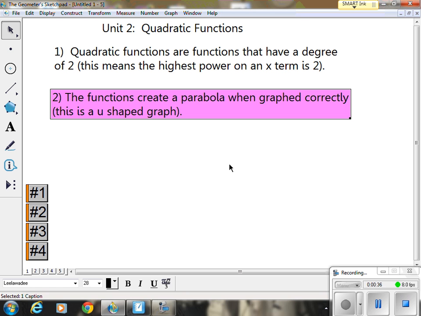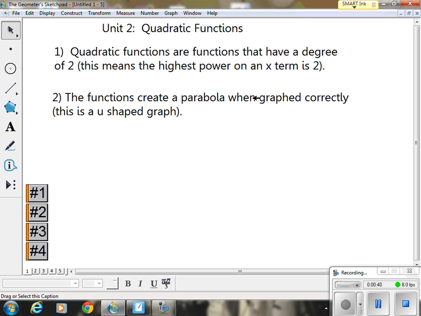When you graph a quadratic function, it's always going to create a parabola. A parabola is a U-shaped graph.